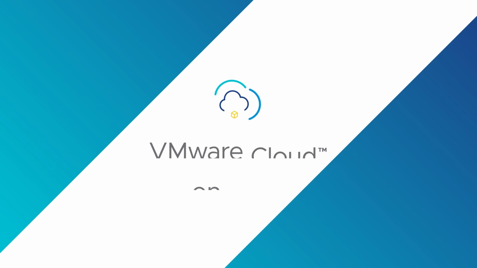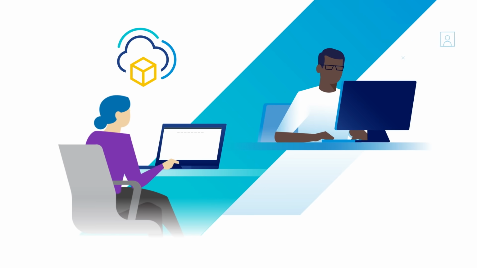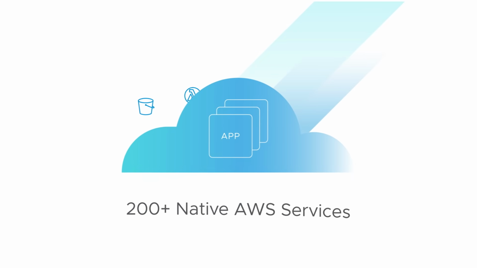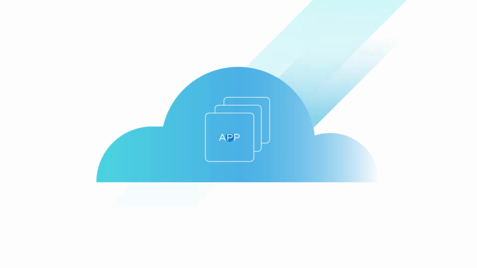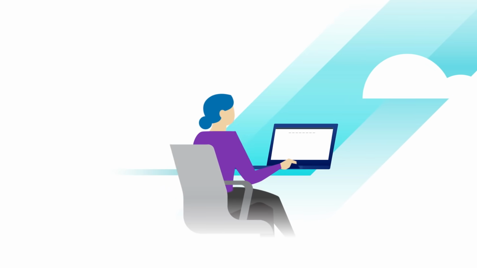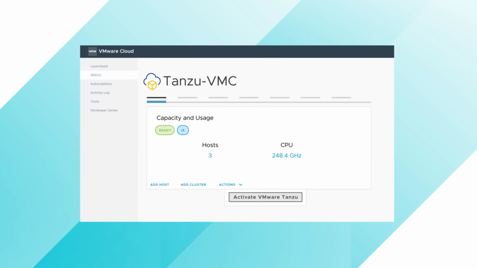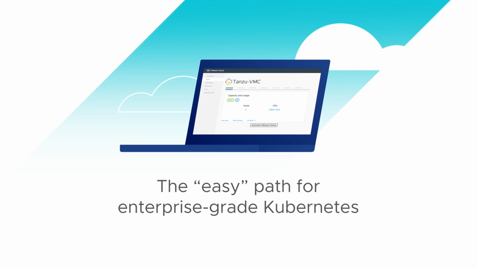But now, VMware Cloud on AWS is here to help you accelerate your application modernization journey by alleviating these challenges, allowing you to automate the underlying IT infrastructure operations with DevOps tooling. Enrich your applications with over 200 native AWS services accessible through high bandwidth, low latency connectivity, and transform those applications by leveraging VMware Cloud with Tanzu services, a multi-cloud Kubernetes-based infrastructure as a service and container as a service, all on a single platform. Tanzu services are included free with every VMware Cloud on AWS license. It's the easy path for enterprise-grade Kubernetes on a fully managed infrastructure.